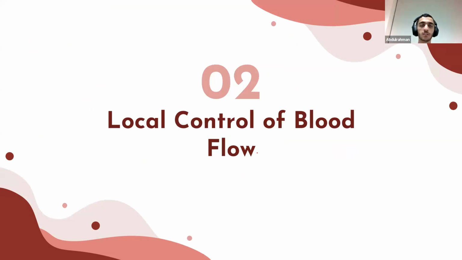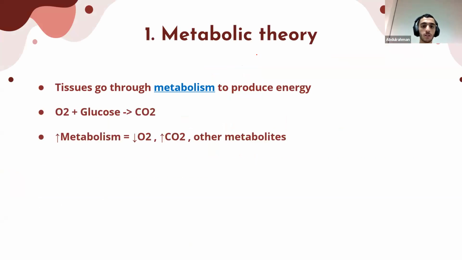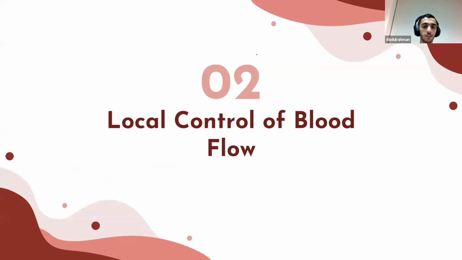Okay, so the next thing we're talking about is flow. We discussed pressure, and we're done with pressure. Now we're going to be talking about blood flow. We have two theories to control the blood flow. The first one is the metabolic theory, and then the other one is going to be the myogenic theory, or the muscle theory.